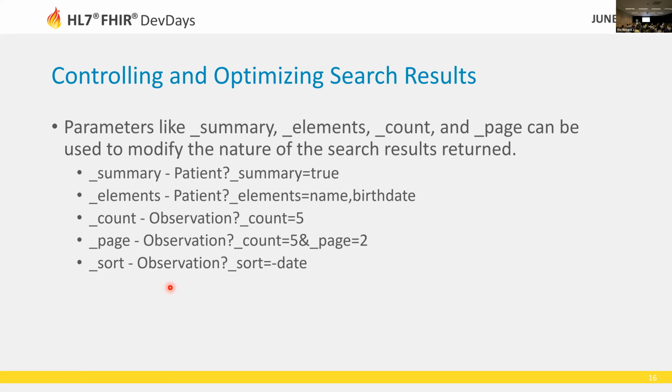And we do have _sort. We can sort the observation data using this sort function. If you just do _sort equals date, it will return the observations in ascending order. But if you put this little dash or hyphen in front of it, it will sort the result in the descending order.